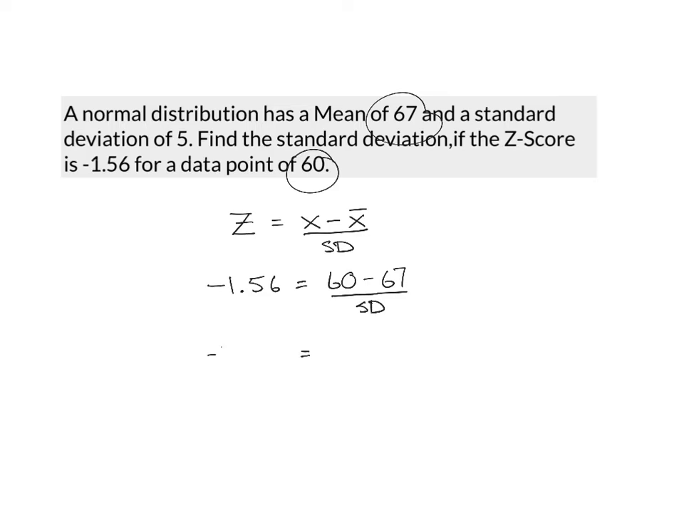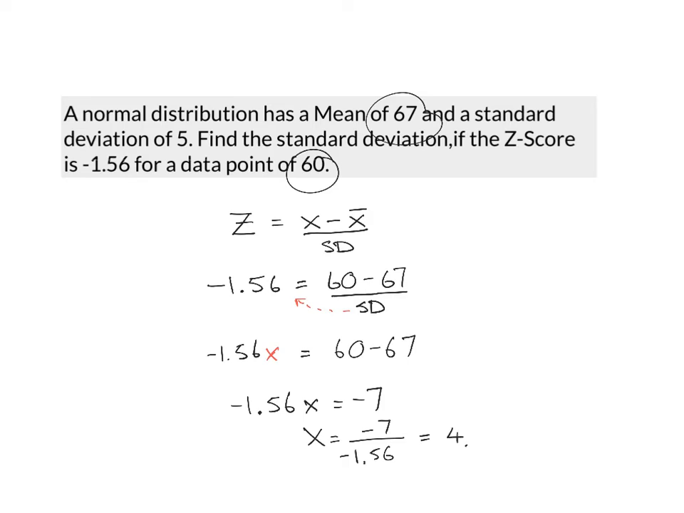So we know that negative 1.56, I'm going to call the standard deviation x here, because we're going to multiply this up. 60 minus 67 is negative 7, so we get negative 1.56 x equals negative 7, and x is negative 7 divided by negative 1.56. They're both negative, and we get 4.49. 4.49 is the standard deviation.